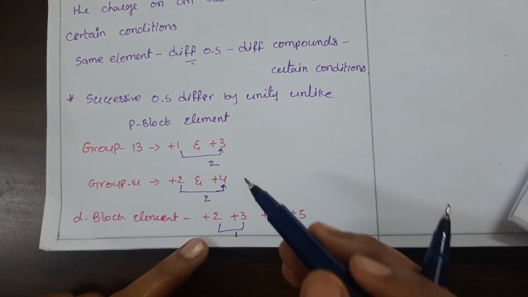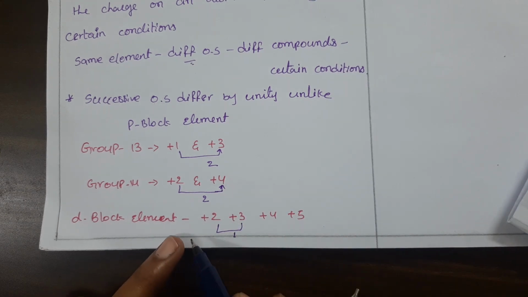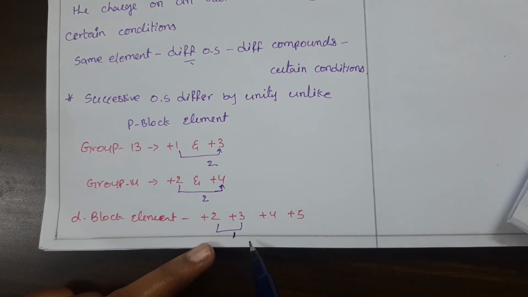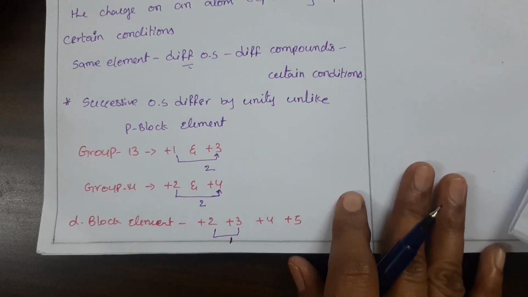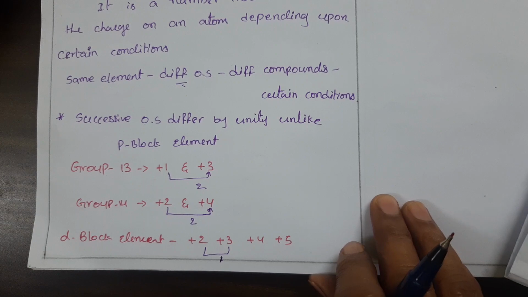It is nothing but when we observe the P block elements, the difference in the two oxidation states is 2, whereas in the D block elements, they are showing different oxidation states in different compounds, and the different oxidation states differ by only unity. Only one number is different. That means plus 2, plus 3, plus 4, and plus 5. So this is called successive oxidation states differing by unity, unlike P block elements.